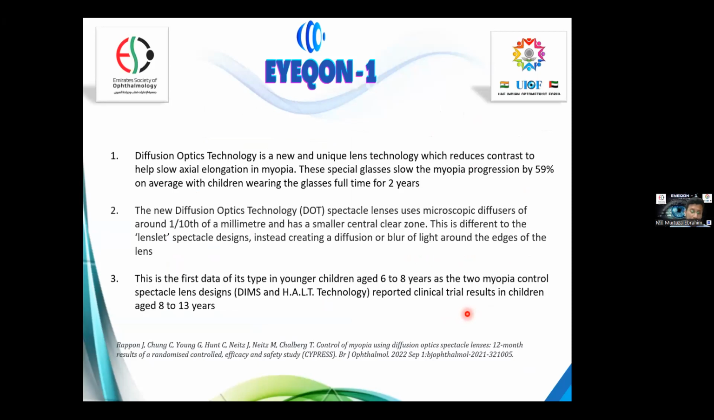So with diffusion optics, again, we have evidence of slowing myopia progression by 59% over a period of 2 years. And when we say technology, the microscopic diffuser is around 1/10 of a millimeter, a very small diffuser. Basically, we only have the first year data in the younger children, 6 to 8 years, and it has been reported that 59% efficacy is there. Now, compared to DIMS and HALT, the clinical data is for children between 8 to 13 years. So this one, with dots, we have the data for 6 to 8 years.